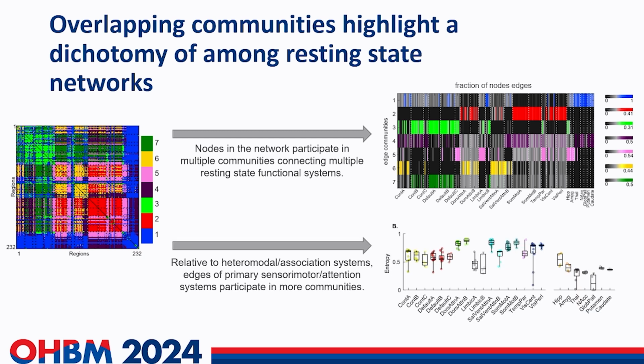And as I mentioned, there's this separation between heteromodal association systems and the primary visual somatomotor systems. If we summarize the edge community structure along rows as entropy, so how much variability there is in the community assignments, we see this profile emerge where you have the control and default mode systems hanging around 0.5, and then a little bit higher entropy in the primary systems. The subcortex is a little lower, but there is some distinction between hippocampus, amygdala, and then the core striatum and thalamus there.